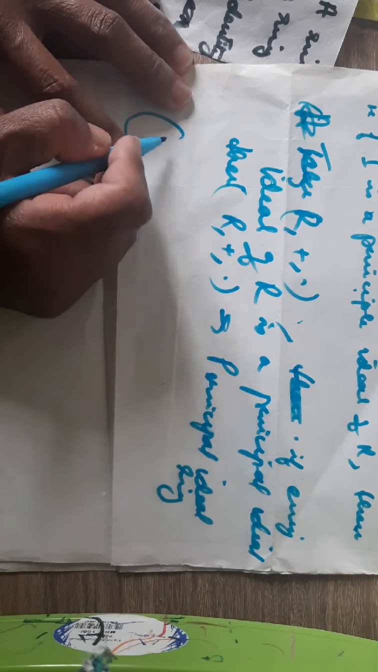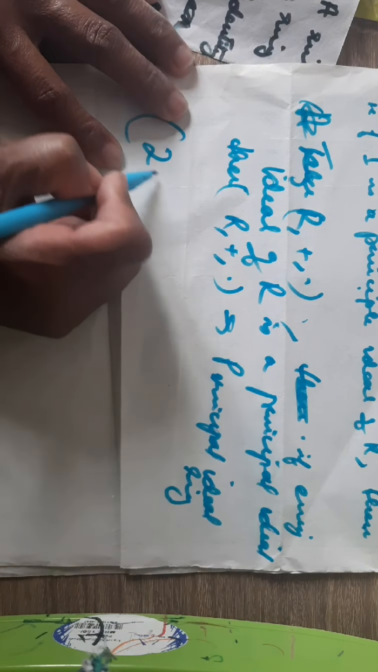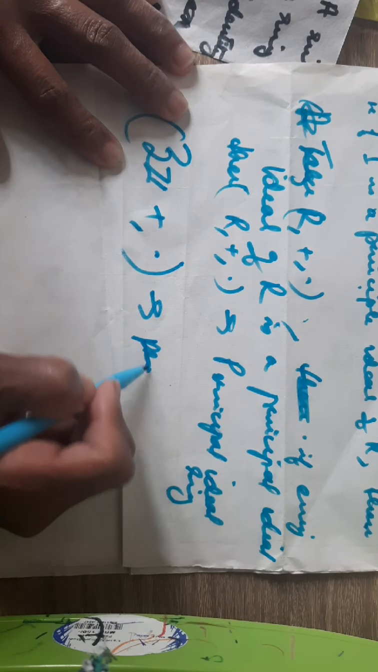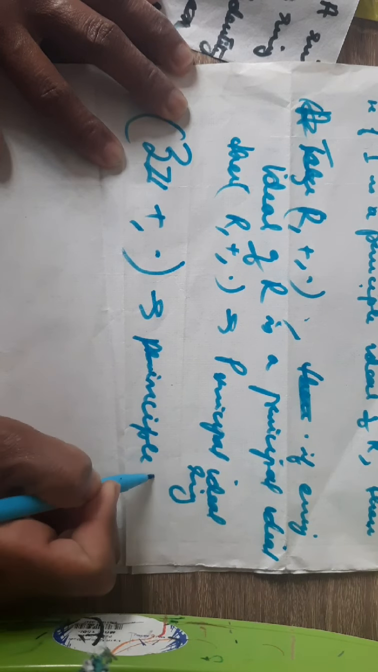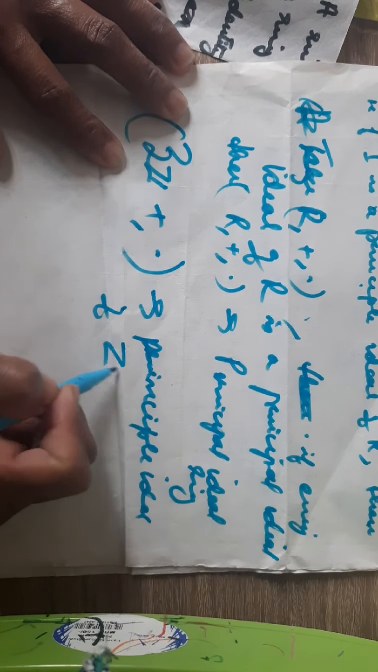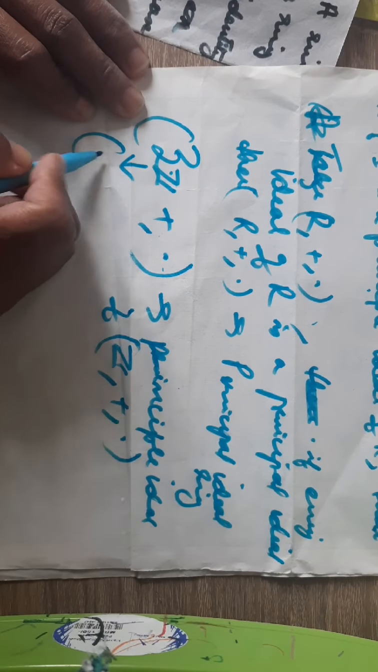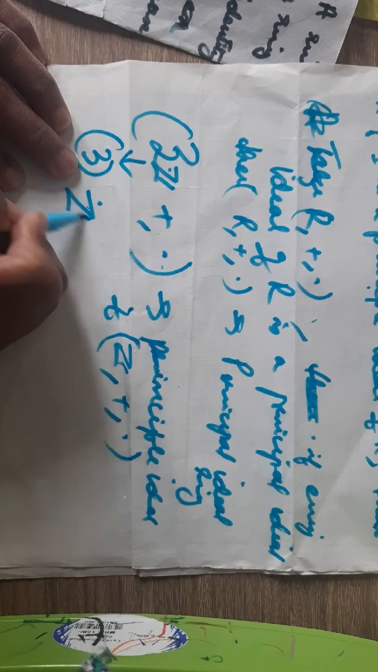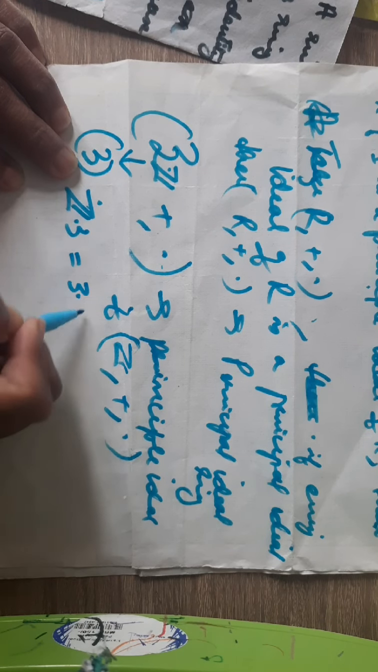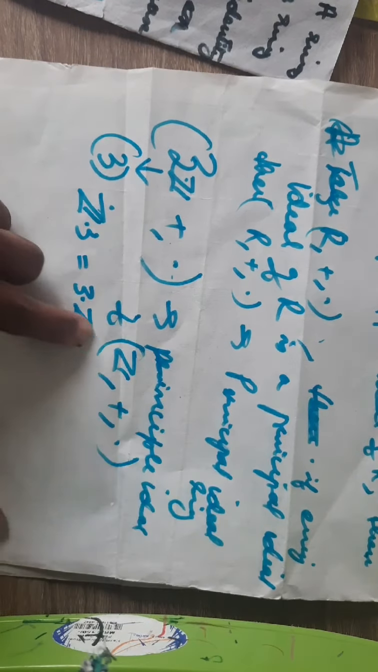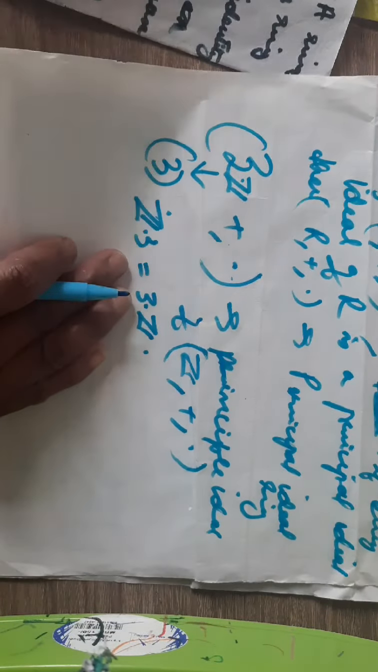Now for example, 3Z, plus and dot, is a principal ideal of Z, plus and dot, because 3Z is the ideal generated by 3. It can be written as Z into 3, which is the same thing as 3 into Z. So therefore 3Z, plus and dot, is a principal ideal of Z, plus and dot. Not every ideal will be a principal ideal, so you have to note that down.